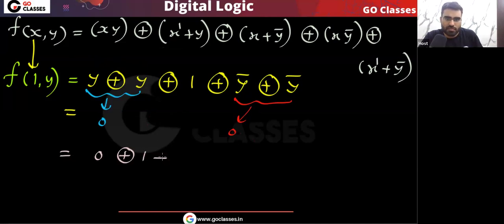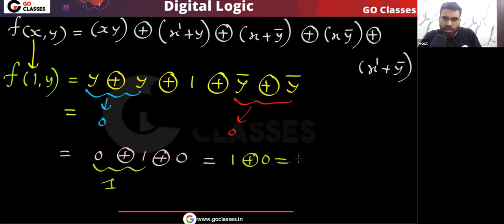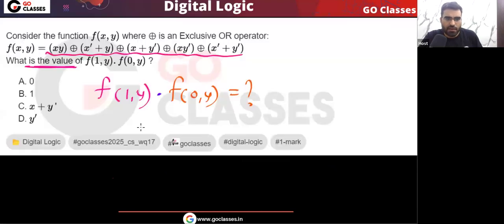Now what is that? Very simple. This 0 XOR 1 is simply 1. So you will get 1 XOR 0 and that is simply 1. So you got 1 here. Yes or no? So remember, f(1, y) is this expression.